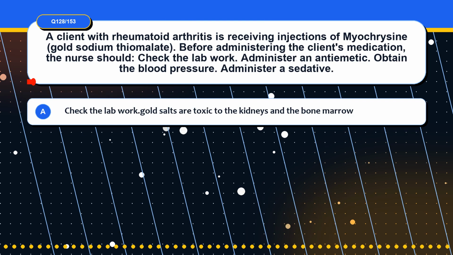Question 128. A client with rheumatoid arthritis is receiving injections of gold sodium thiomalate. Before administering the client's medication, the nurse should check the lab work, administer an antiemetic, obtain the blood pressure, administer a sedative. Here are the options. Option A. Check the lab work. Gold salts are toxic to the kidneys and the bone marrow.